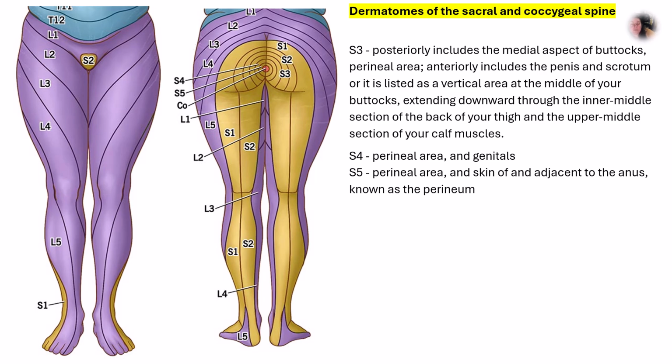The S4 is the perineal area and the genitals. The S5 is perineal area again, and the skin of and adjacent to the anus, known as the perineum. And also your little coccygeal pair there, Co, that is innervating the area directly around the anus itself.